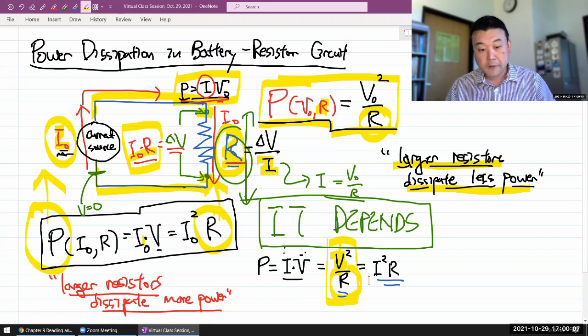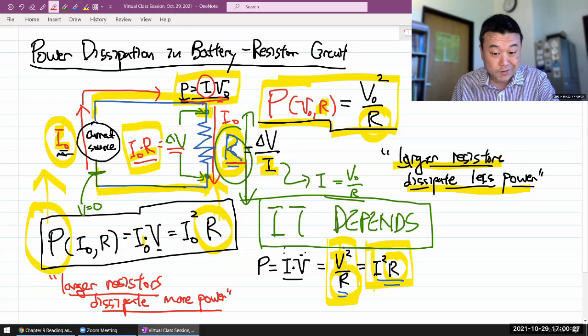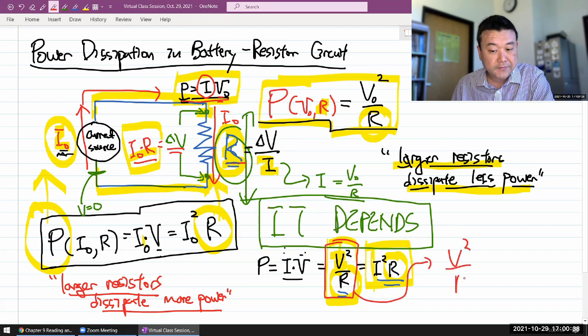If you have a different setup where the current is fixed, then I squared R is the more useful expression, because you can put in your fixed current and you only need to look at how the resistance changes to get the change in the total power. But even in those circumstances, the other expression still continues to be true. So consider the second example I gave you. If I were to use V squared over R, this is still a valid expression. It's not any less valid.